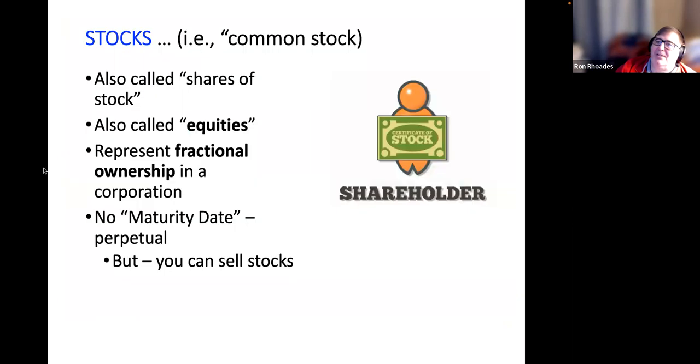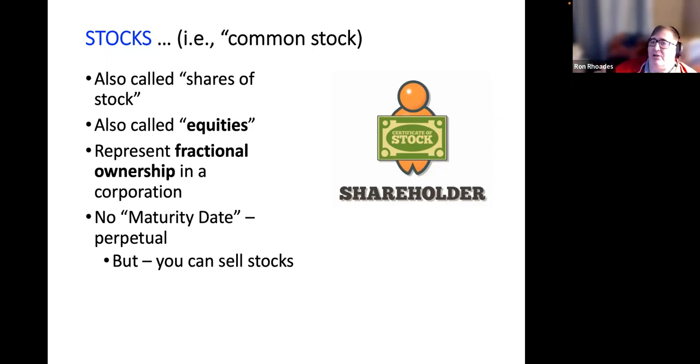So stocks, also called common stocks. Preferred stocks we're not really going to discuss in this class a lot, they're more like bonds. But when we talk about stocks, we're really talking about what's called common stock, also called shares of stocks. Stocks and stock mutual funds, which basically consist of a lot of stocks, are also called equities. So you'll hear the terms stocks and equities used interchangeably a lot.